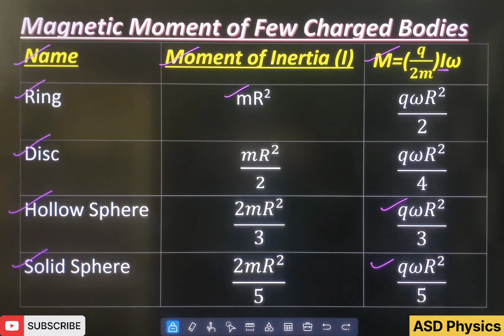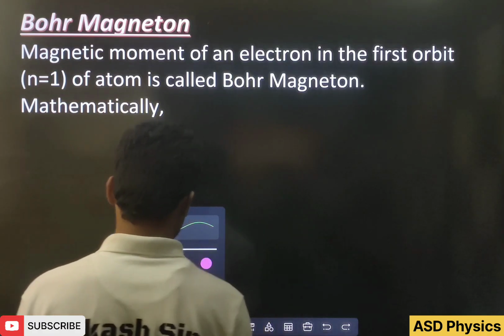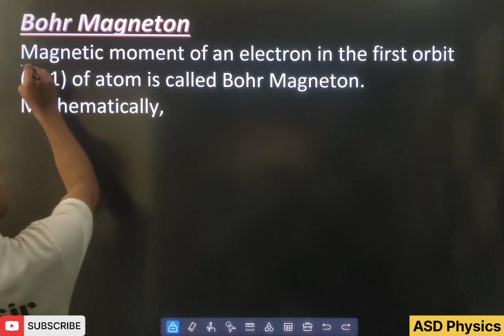At least these 4 bodies' magnetic moments should be remembered here. Okay, important. Now let's see, after that one more important topic is there, the Bohr magneton. What is Bohr magneton? Let's see.